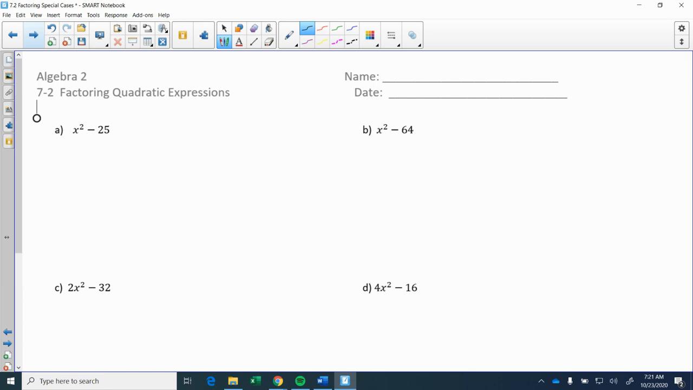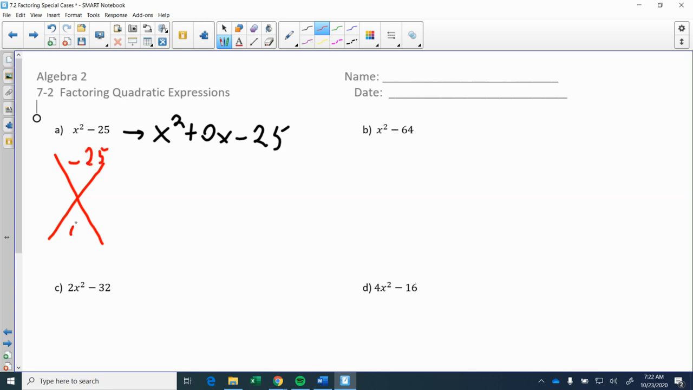So what we're going to actually do is try to adjust this equation. To solve this, we're going to fill in our own 0x. We're going to write this as x squared plus 0x minus 25. By doing this, this allows us to still use the x method, because now I still have a middle term and I still have an outside term. So I'm going to go ahead and draw my x. I'm going to plug in negative 25 on top and 0 on bottom. Well, when I work that out, I end up getting negative 5, positive 5.